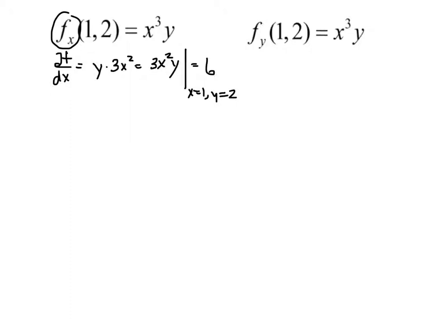So this would be the partial derivative with respect to y. Now we're treating x as a constant, so it'd just be x cubed times 1. Evaluate at 1, 2. So 1 cubed times 1 is just 1. Okay, that's it. So partial derivative with respect to x, treat y as a constant. Partial derivative with respect to y, treat x as a constant.